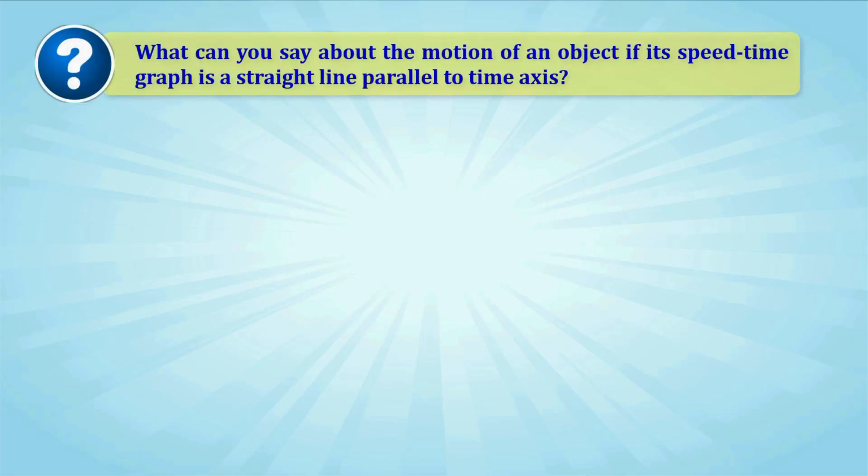Now let us look at another conceptual question related to a speed-time graph. The question asks, what can we say about the motion of an object if its speed-time graph is a straight line parallel to the time axis?